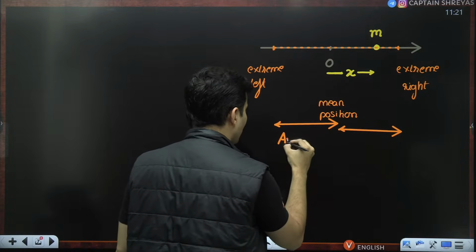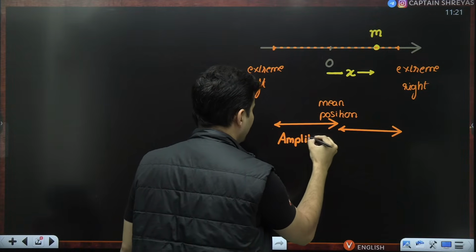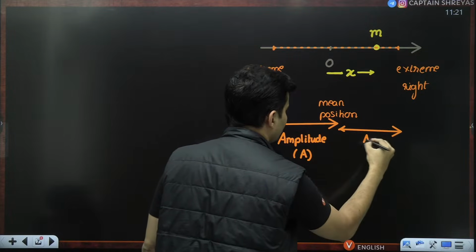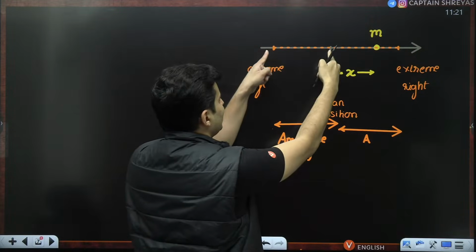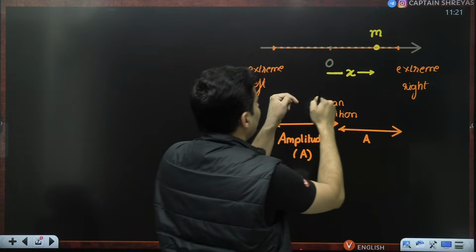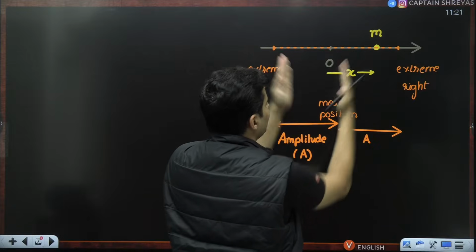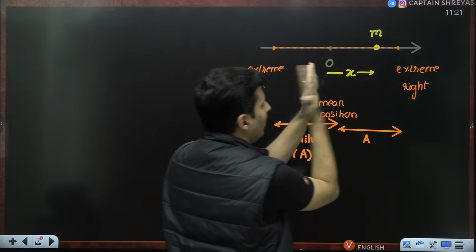This is just called the amplitude. Amplitude, the symbol for that is A. Even this is basically A. So this to this is amplitude, this to this is amplitude. Amplitude is the maximum displacement from the average, the mean. How much I go this side, how much I go this side.